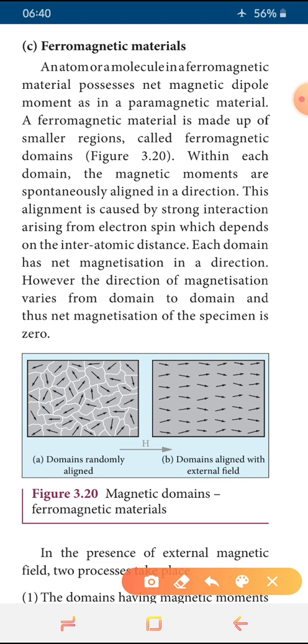But the difference is that the ferromagnetic material is made up of some small regions. These smaller regions in a ferromagnet are called domains. Understood what is called a domain here? The domain is nothing but the smaller region made by the ferromagnetic material. So what is there in a domain?